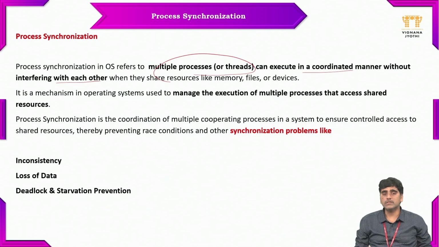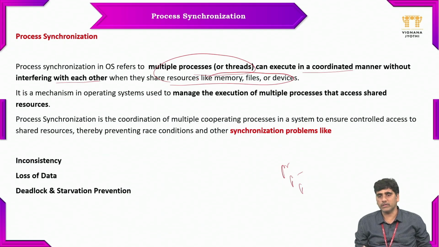Here it refers to multiple processes, whether one process, two processes, three processes or whatever the number may be, or you can say multiple threads. They can execute in a coordinated, cooperative manner without interfering with each other when they share their resources like memory, files or devices. Regarding memory, they can share their memory. Regarding files, they share their files or folders. And regarding devices, they can share their printing options, device sharing options or any other options.